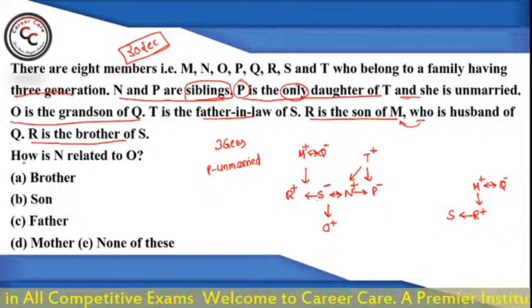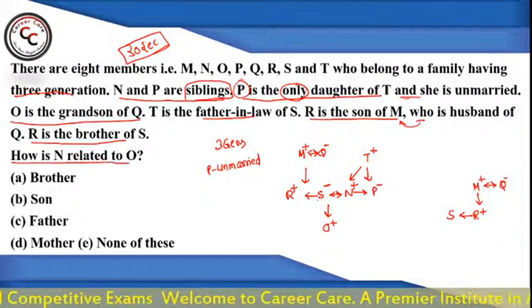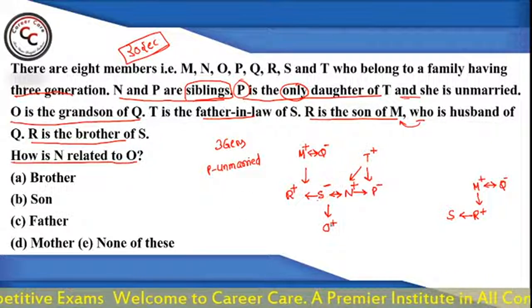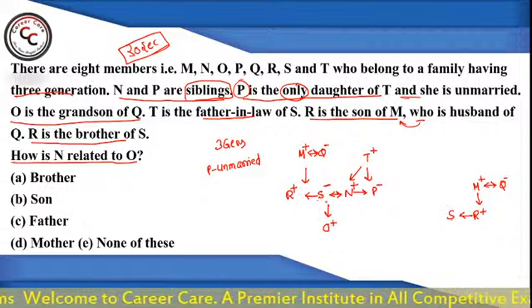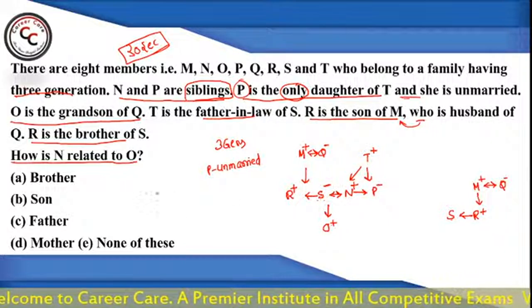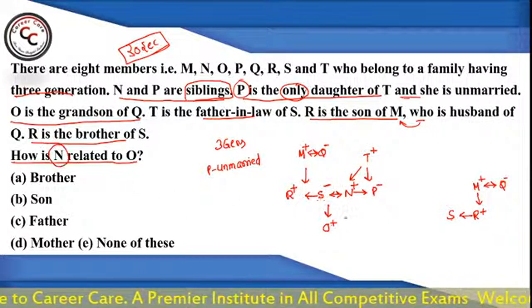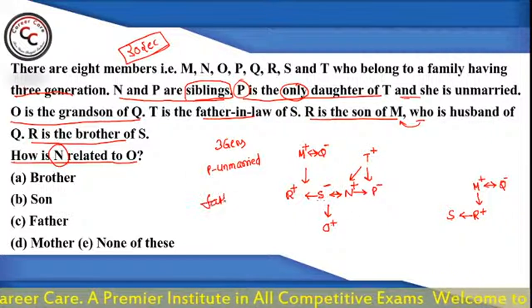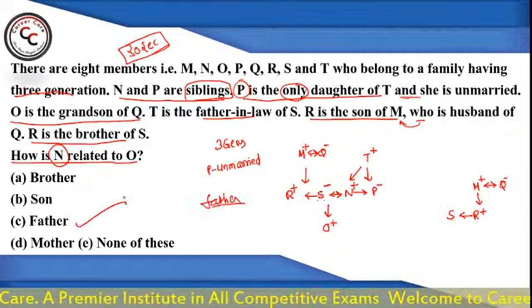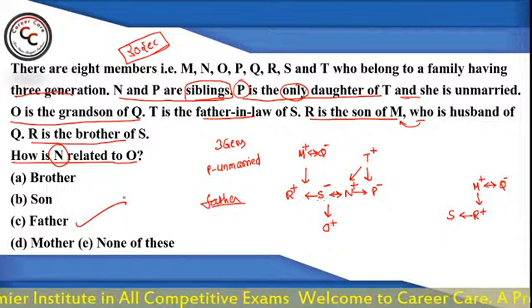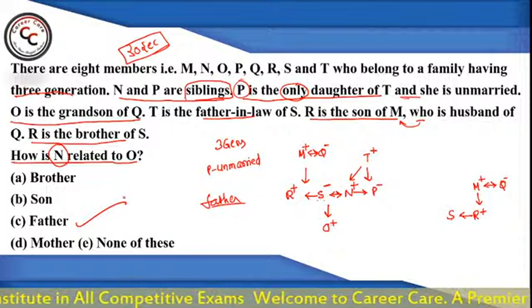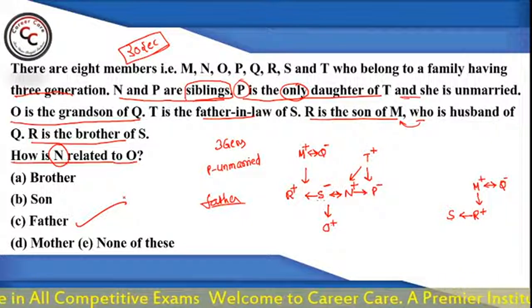Now look at the question. What is the question he is asking? How is N related to O? So O's mother is S and S's partner is N. So mother and father, you can say parents. Specifically, N will be male, so N will be father of O. So the answer for this particular question will be option number C, father. Okay. So I hope this particular question is clear.